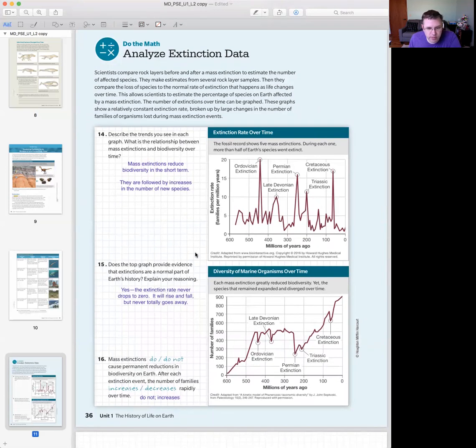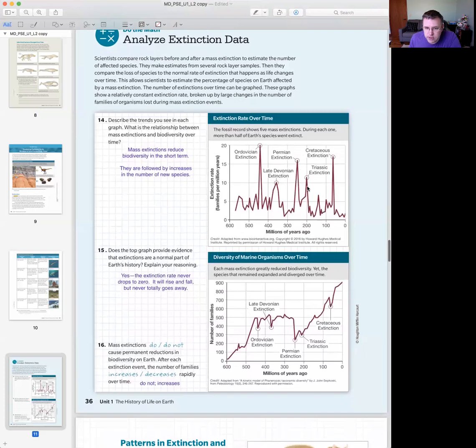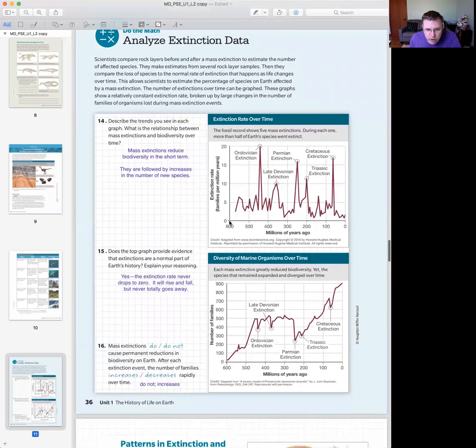Question 15: does the top graph provide evidence that extinctions are a normal part of Earth's history? Explain your reason. Absolutely. As we look at this, there are going to be ups and downs, big ups for mass extinction, right? There are ups and downs in the extinction rate, but never do we see the extinction rate completely down to zero.